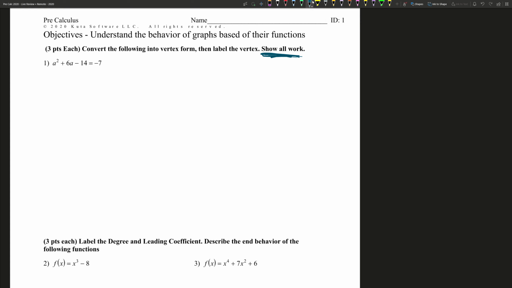In order to convert this quadratic into vertex form, we need to make it look like y is equal to a times (x minus h) squared plus k. To do that, right now all we're worried about is this stuff right here. So all we're worried about is the a squared plus 6a.